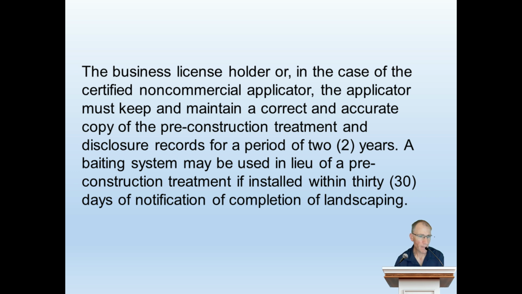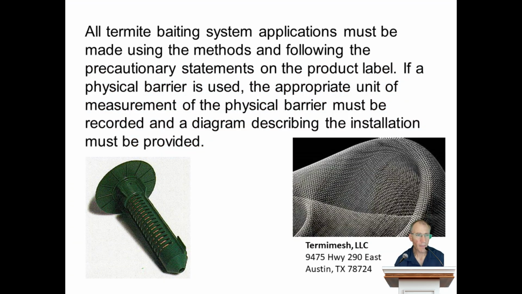A baiting system may be used in lieu of a pre-construction treatment if installed within 30 days of notification of completion of landscaping. All termite baiting system applications must be made using the methods and following the precautionary statements on the product label. If a physical barrier is used, the appropriate unit of measurement of the physical barrier must be recorded and a diagram describing the installation must be provided.